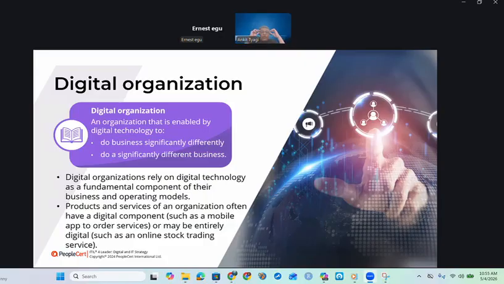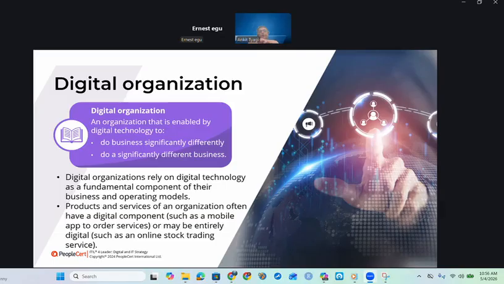Then they said digital organizations rely on digital technology as a fundamental component of their business and operating models. When we call an organization a digital organization, they're using digital technology as a basis, as a fundamental for delivering their services, or for running their business and operating models.